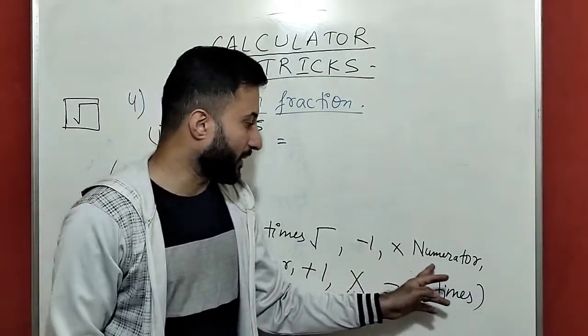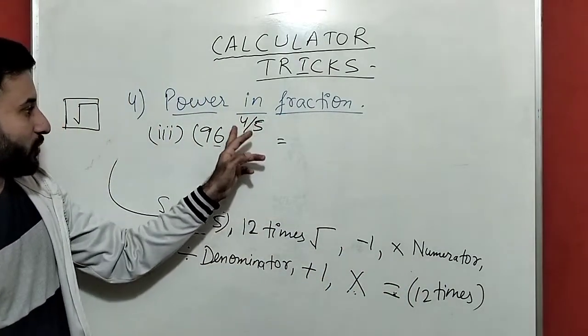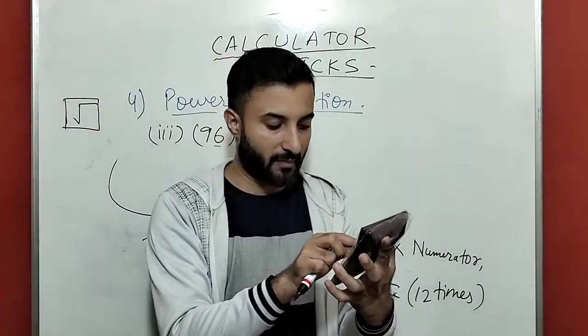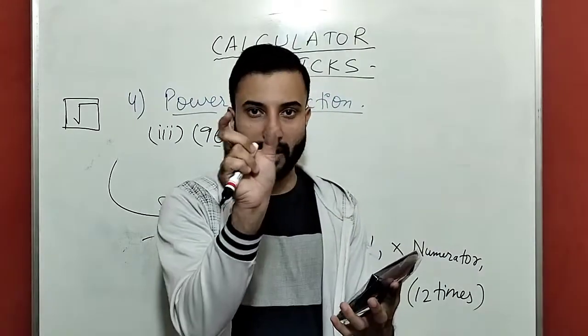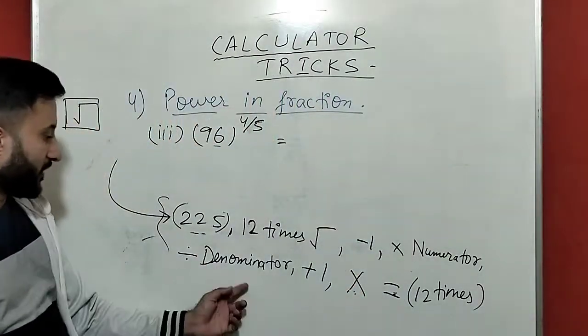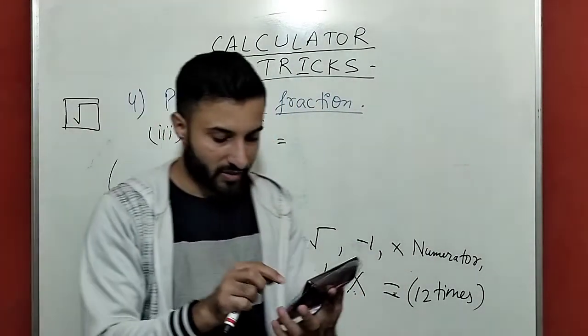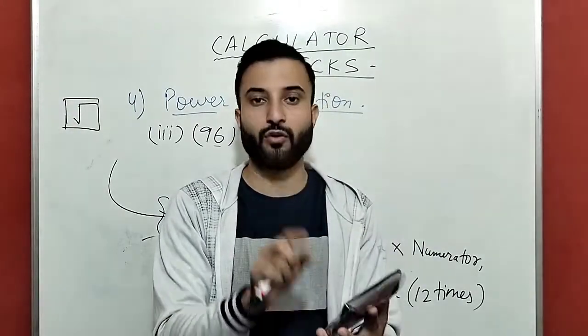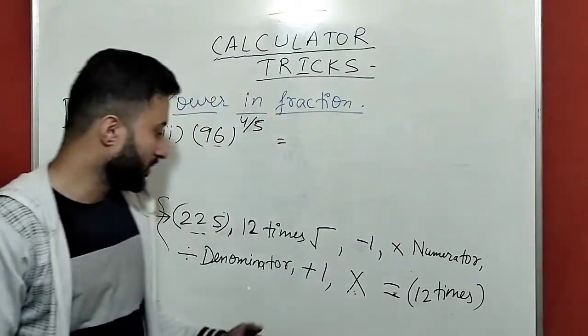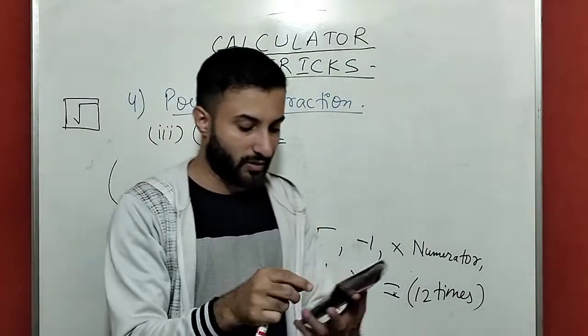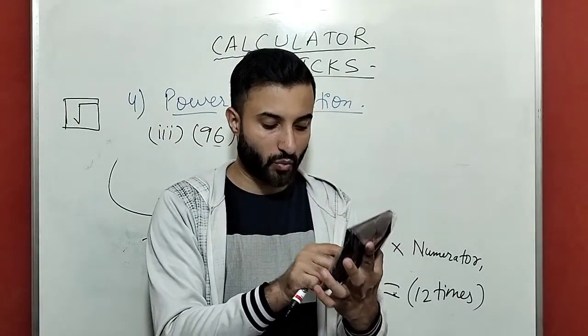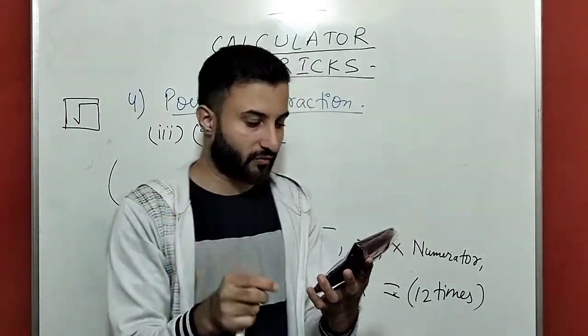From that value multiply with the numerator, which is 4. So I will multiply with 4 equal to, and I will get an answer. Then divide with the denominator, which is 5. I will divide with 5, equal to, and I will get some value. Then we will add 1 equal to, and we will get some value.